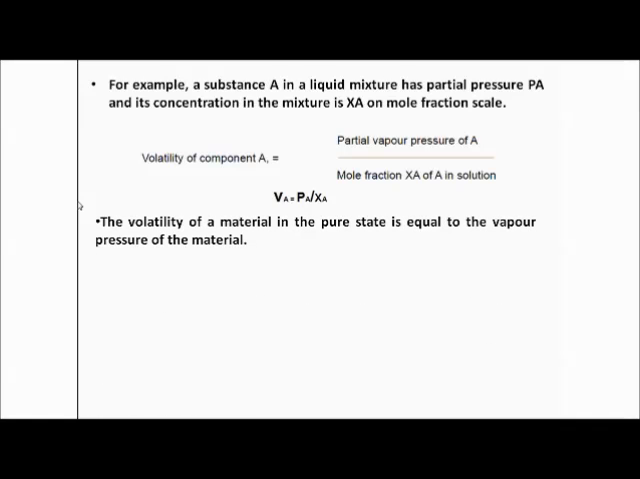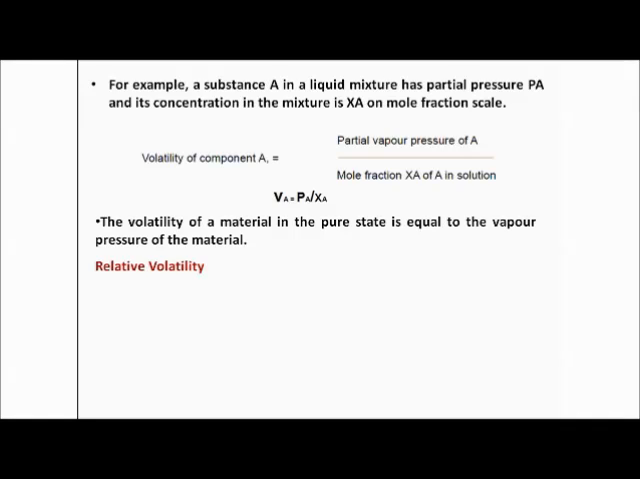You should remember this: the volatility of a material in the pure state is equal to the vapor pressure of the material. Suppose we want the volatility of any substance A. If it is in the pure state, then the volatility of A is equal to the vapor pressure of A. Simple. The volatility of a material in its pure state is always equal to the vapor pressure of the material. Moreover, the next term is relative volatility.